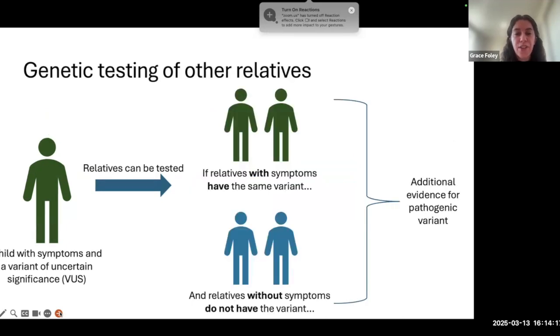Another example of potentially helpful family testing is if a patient with a variant of uncertain significance has other biological relatives with similar symptoms. If these relatives with symptoms get genetic testing and also have the same variant, and if other relatives without symptoms get genetic testing and do not have the variant, this can provide evidence for the variant being pathogenic because it might tell us that it is the variant that is causing these symptoms.